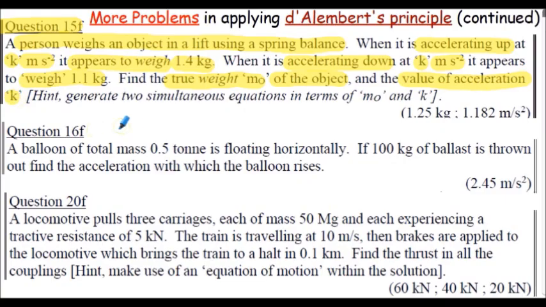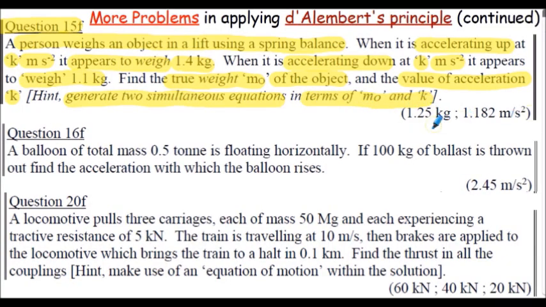k. Hint in the question is to generate two simultaneous equations, both in terms of m0 and k. Just note for reference, the answer for the weight m0 is actually stated in kilograms here. And here's the acceleration k.